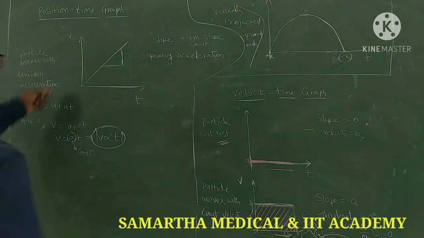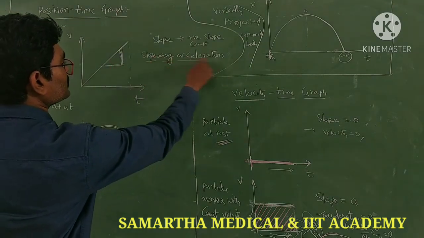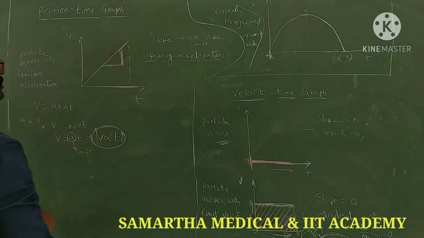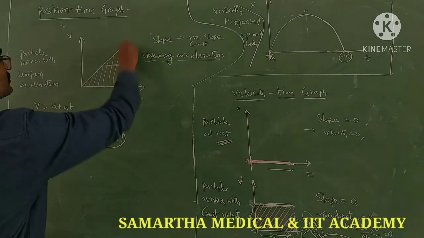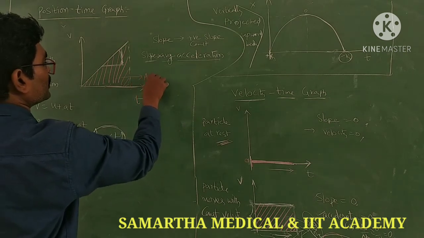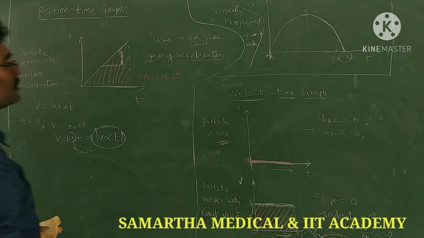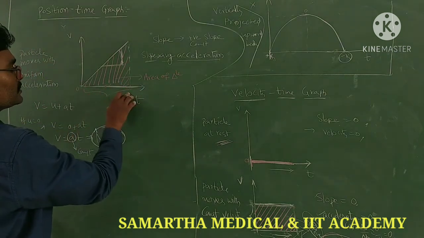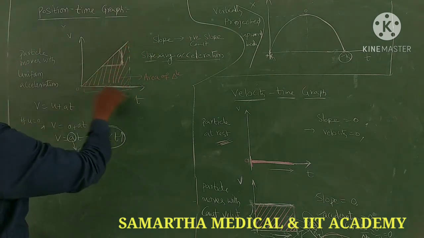Right, next. Here also you consider the slope. Slope gives you average acceleration. Next, for this same graph, you can consider the area covered also. It is like a triangle, so the area covered is nothing but the area of the triangle. What is the area of a triangle? Half base into height. So like this, for the given quantities you can take the area covered.